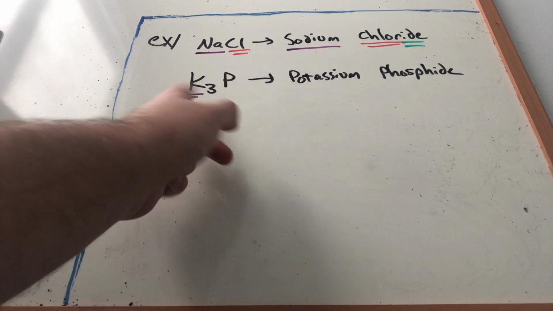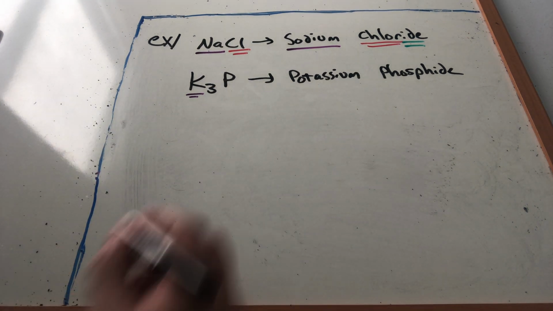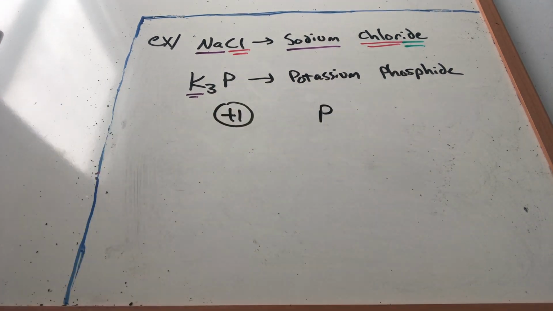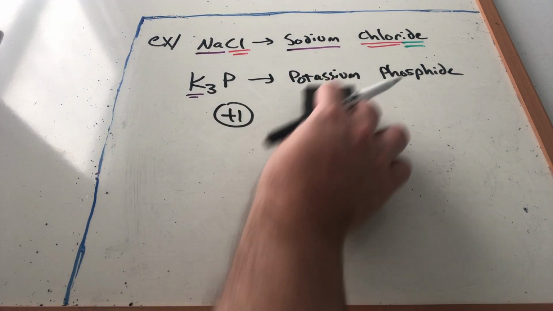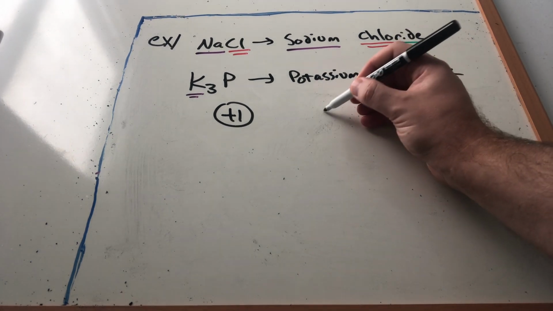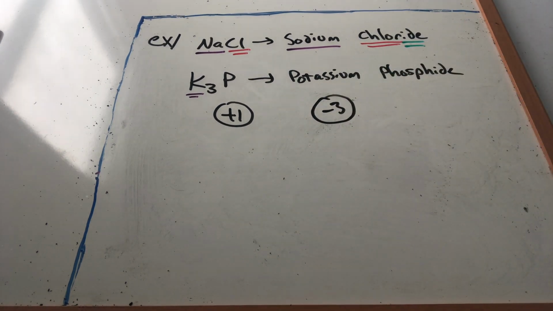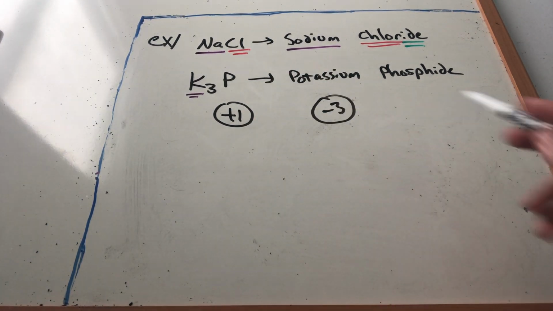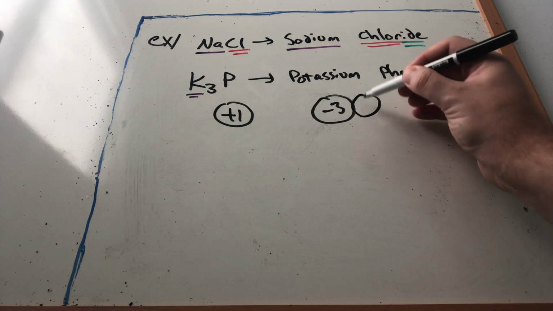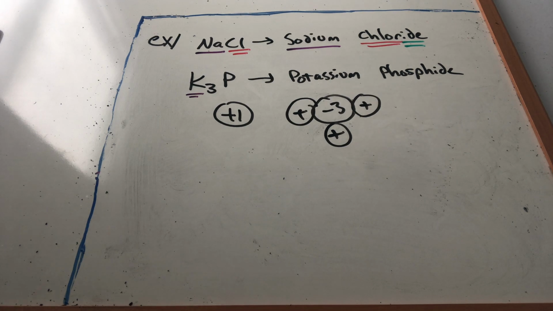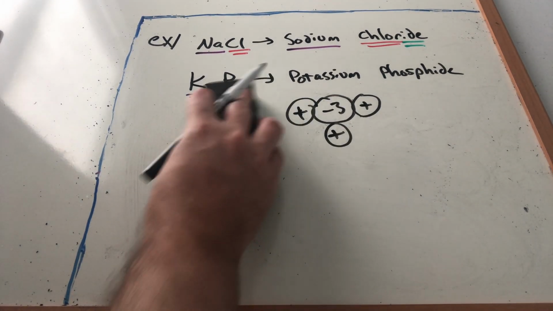Now, why is potassium phosphide K3P? Well, K is +1, because it's an alkali metal in group 1A. P is in nitrogen's group, 5A, and from our periodic table discussion, we know P has a -3 charge. Now you can kind of see why we need 3 Ks. How am I going to get a balance of charge here? When I bring these together, I need 3 pluses to cancel the -3 of the phosphide.